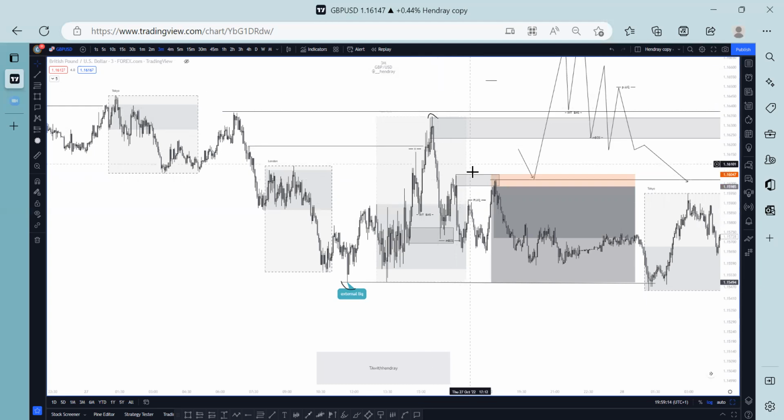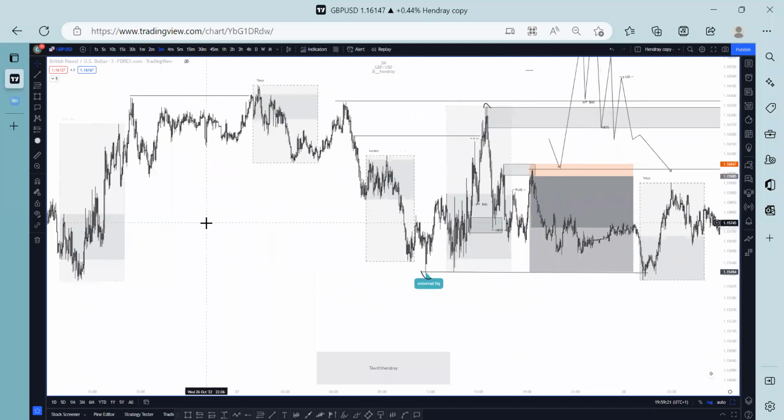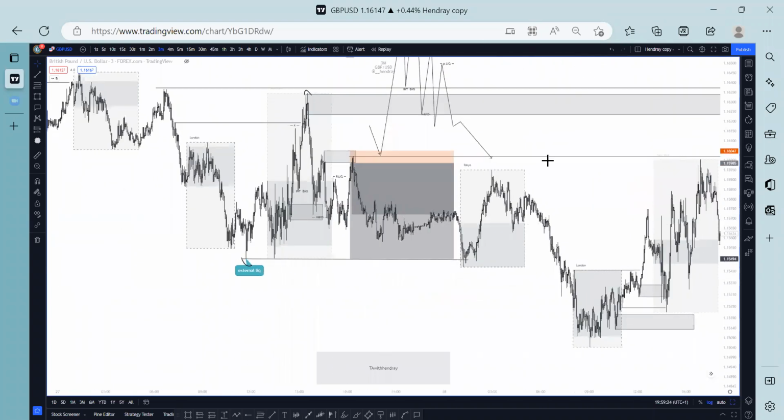For SMS to happen, the SMS must have happened before you look out for it. So they would have presented themselves before you actually look out for them. All right, so I believe that's all.